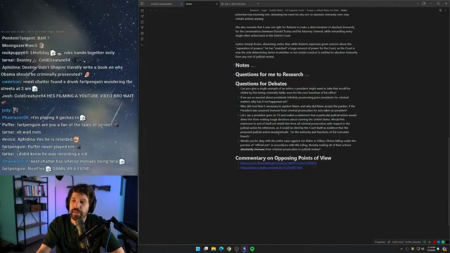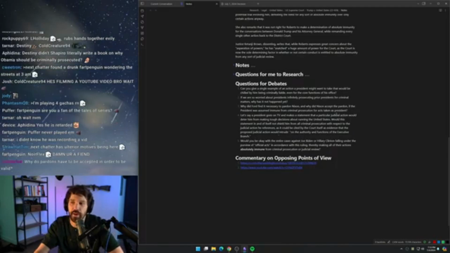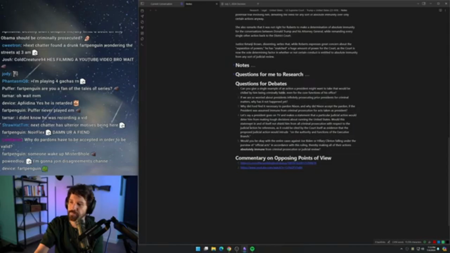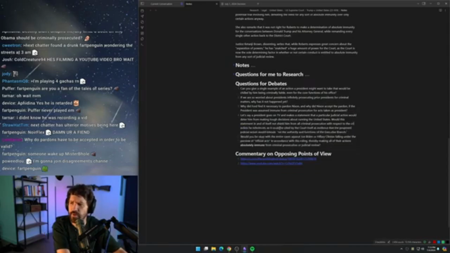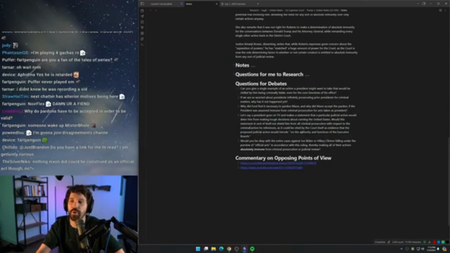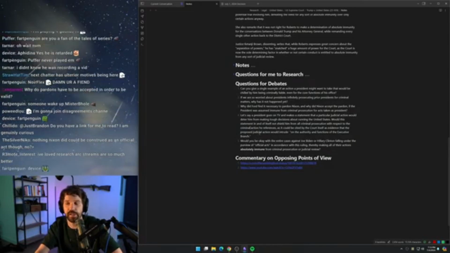The fourth question I have is, let's say a president goes on TV and makes a statement that a particular judicial action would deter him from making tough decisions about running the United States. Would this statement in and of itself not shield him from all criminal prosecution with respect to the criminal action that he references, as it could then be cited by the court itself as evidence that the proposed judicial action would intrude on the authority and functions of the executive branch?